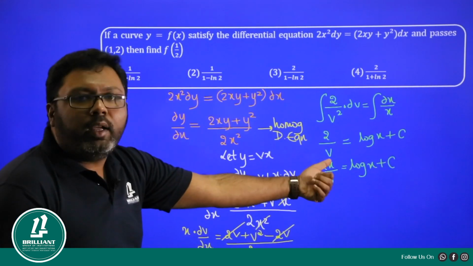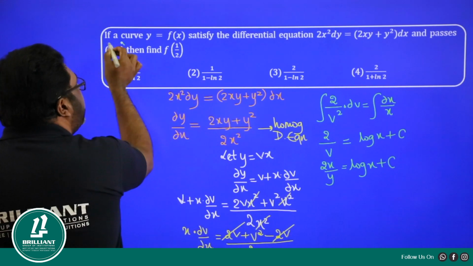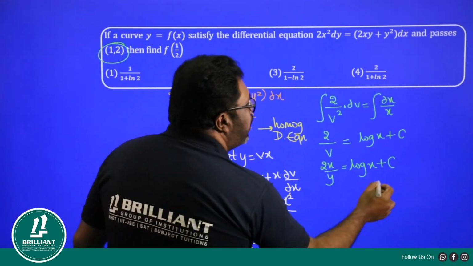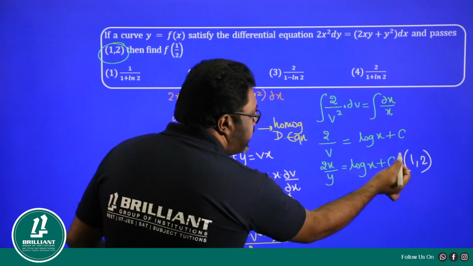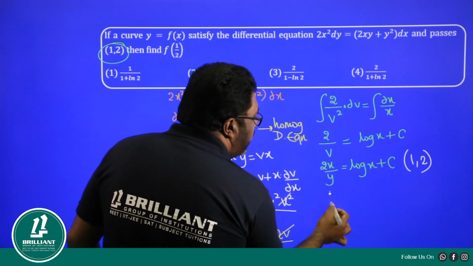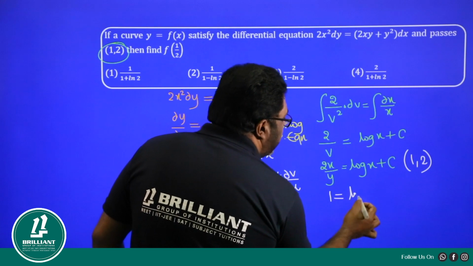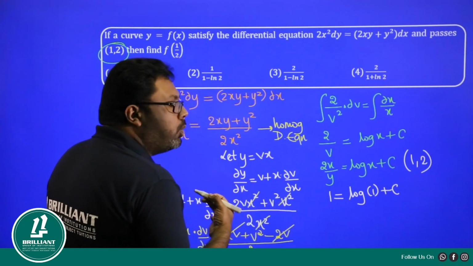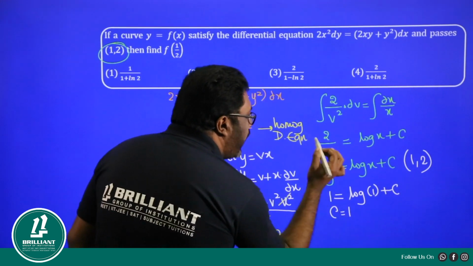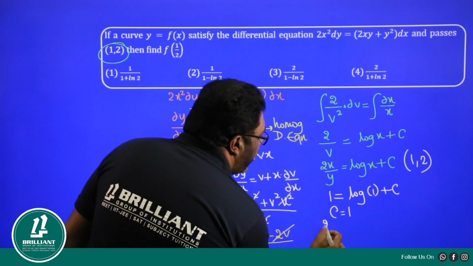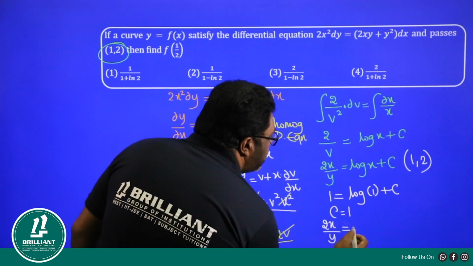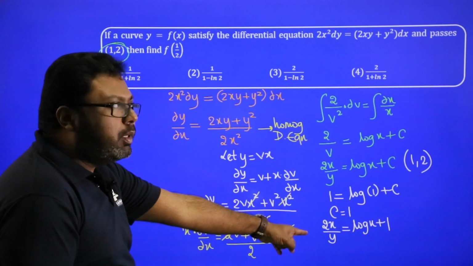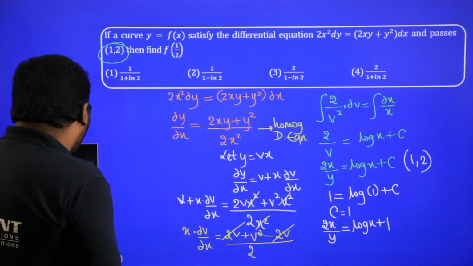Now there is a chance to find the arbitrary constant c here because they are saying that the curve passes through (1, 2). So 1, 2 is a point. Then I can say x is equal to 1 and y is equal to 2. Left hand side will become 1 and the right hand side will become log 1 plus c, and log 1 is 0. So c is equal to 1. So if c is equal to 1, my equation now becomes 2x by y is equal to log x plus 1. I have to find y from this. That will help me find the value of f of 1 by 2.